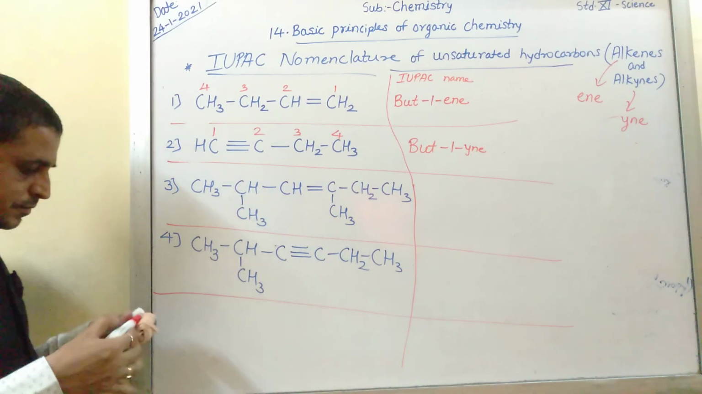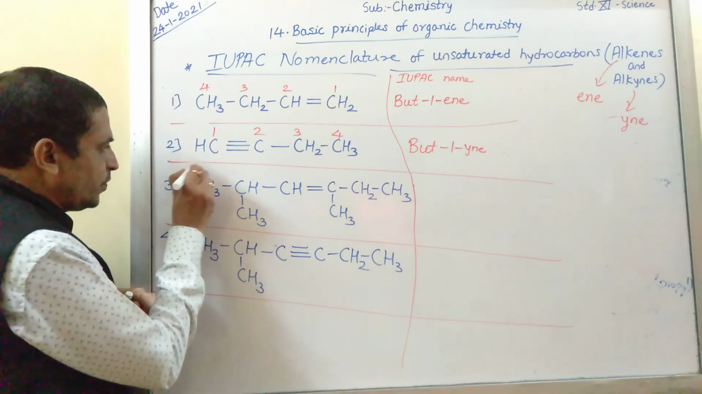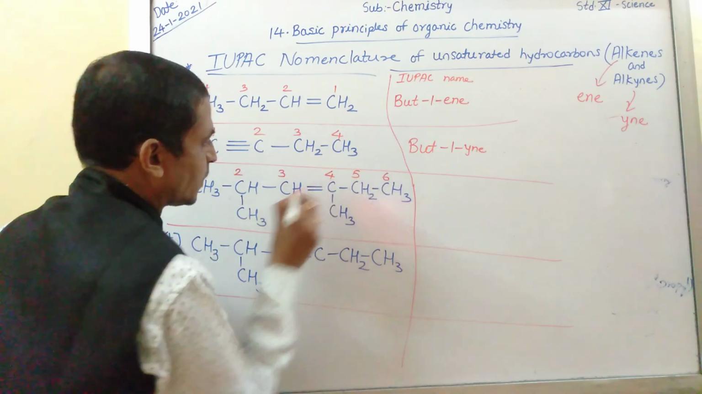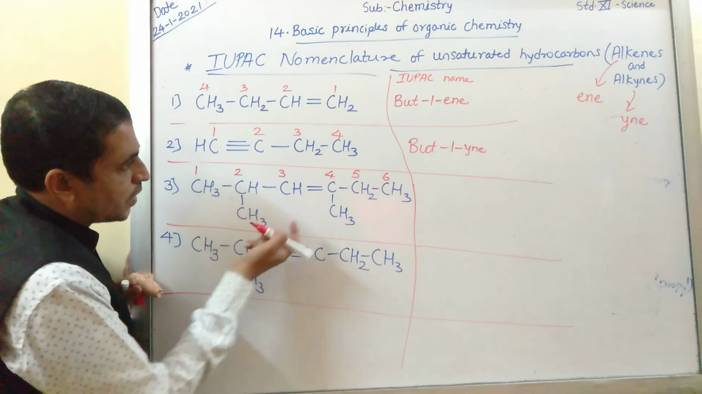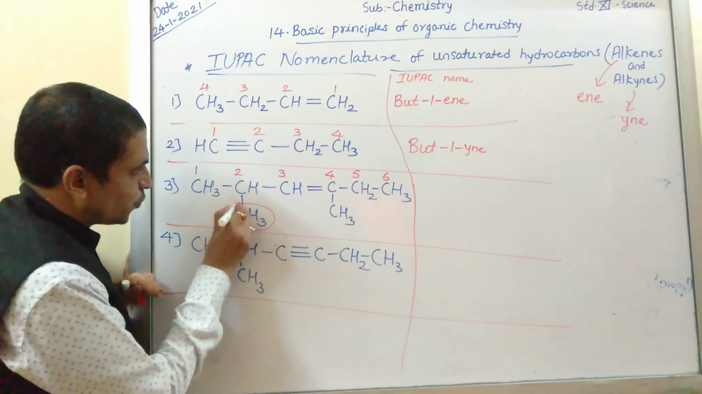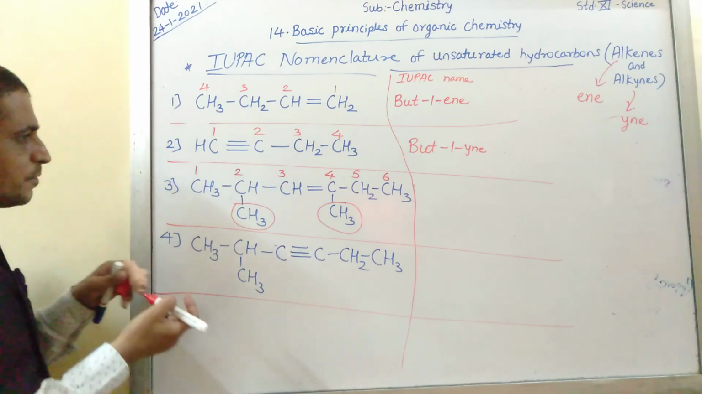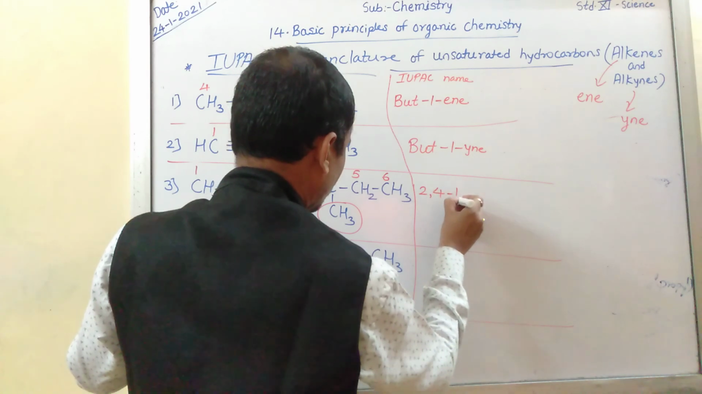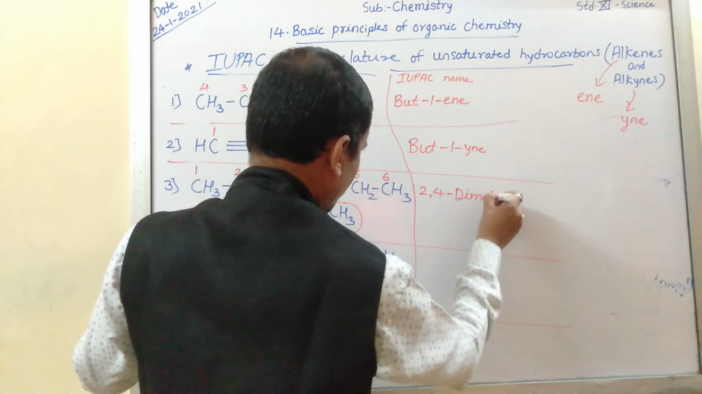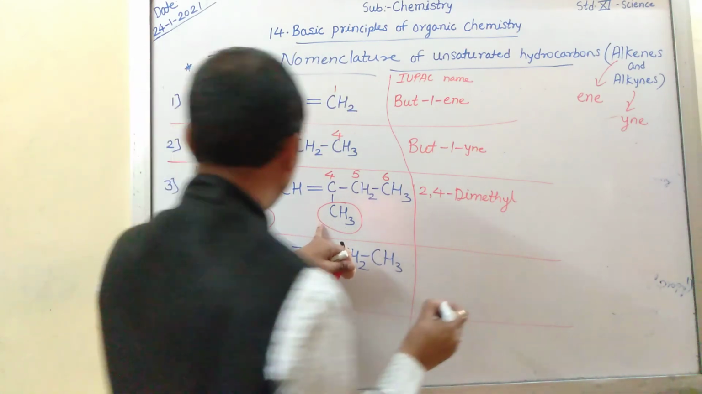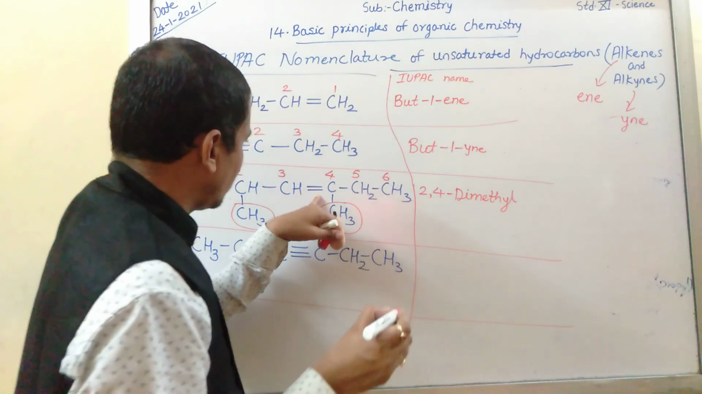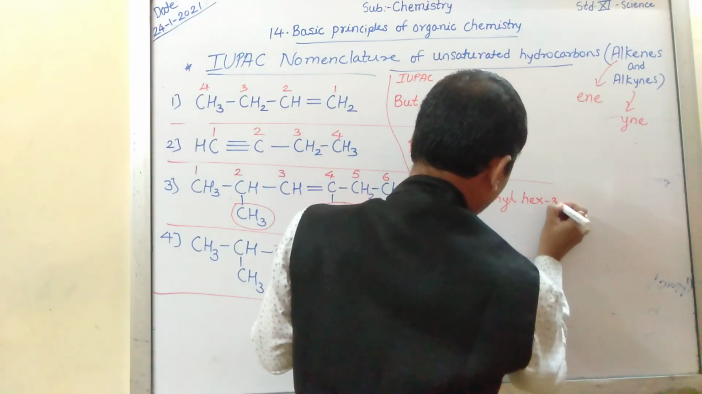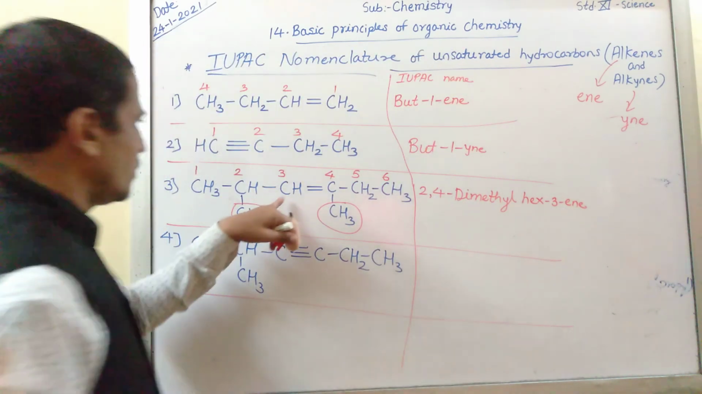If I put 1 here, then here 2 3 4 5 6. These are what? Substituents. So the name is what? 2 4. Substituents are methyl groups, 2 4 dimethyl. After the third carbon atom there is what? A double bond, and it is hexane, dimethyl. So here you get hex-3-ene, hex 3 ene.